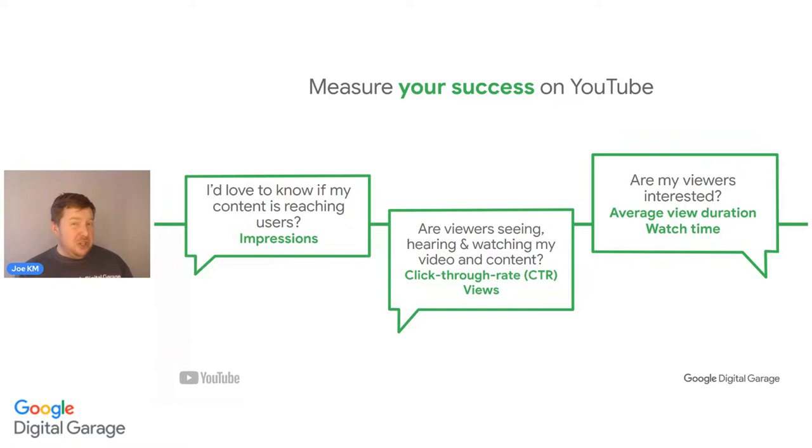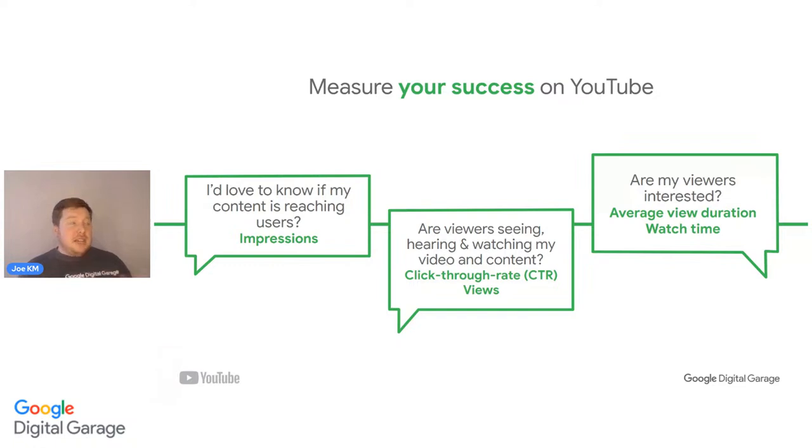Measure your success on YouTube. So what does this mean? I'd love to know if my content is reaching users. This is how many impressions you have, so how many people have visually looked at your content, but not necessarily engaged with it. So this could mean you need to improve your thumbnails, shorter titles, snappier titles, funny titles, engaging titles, silly titles. Try different titles, try different thumbnails, try different ways of sharing your videos, and then find out which one works.